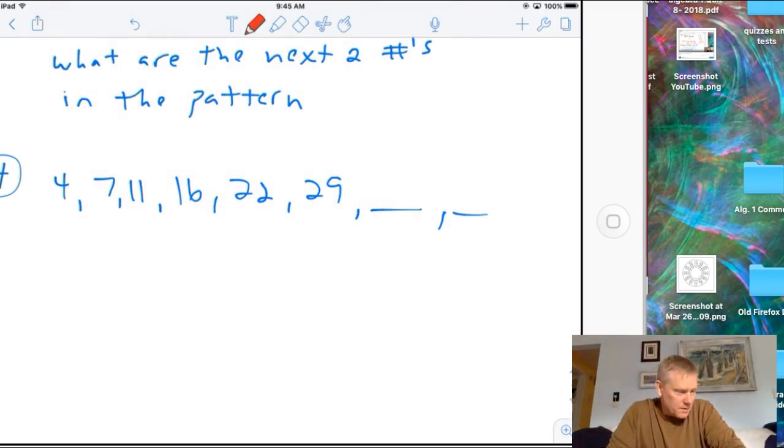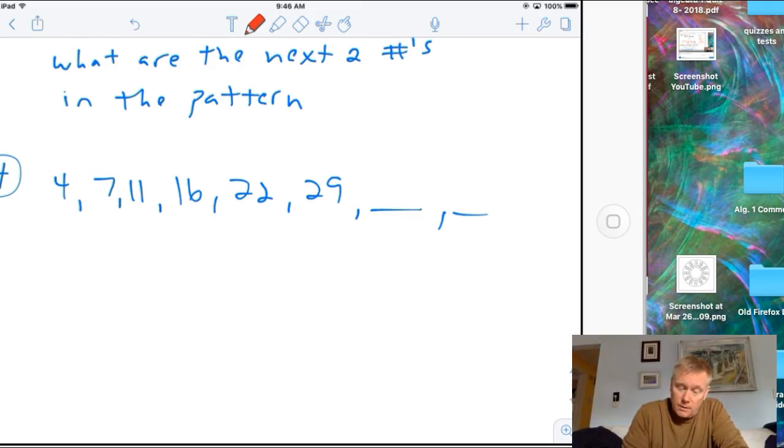Sometimes these do, sometimes they don't. Other times you might want to have a backup plan. What did you do? Well, one thing I do is I start looking at the numbers and I either start subtracting them or adding them or multiplying, dividing them. See what's going on with this set of numbers here.